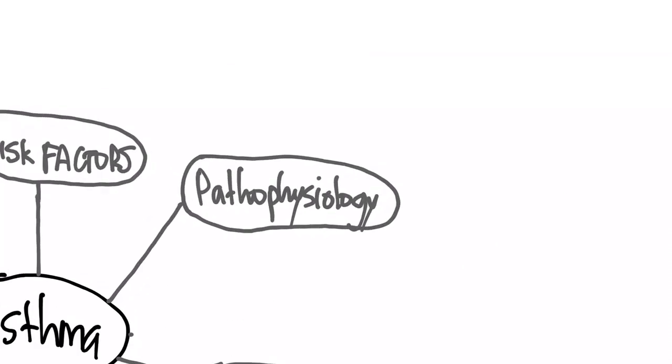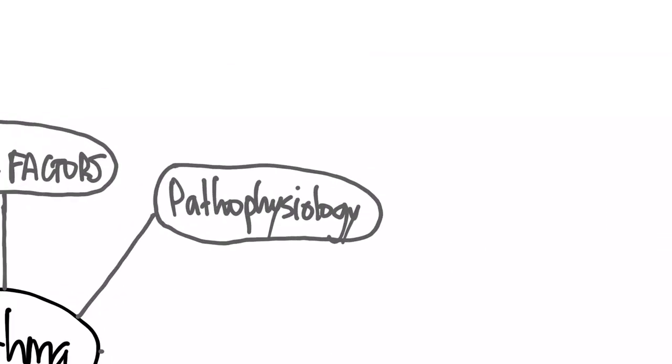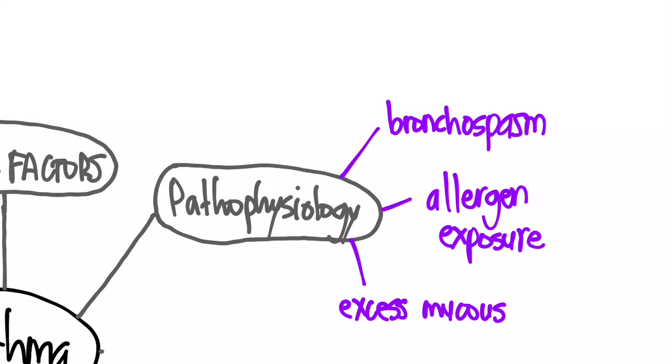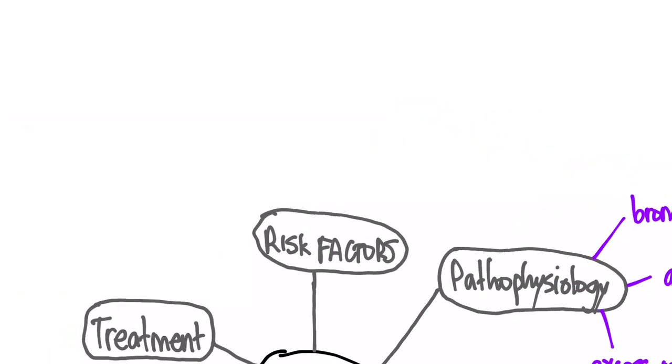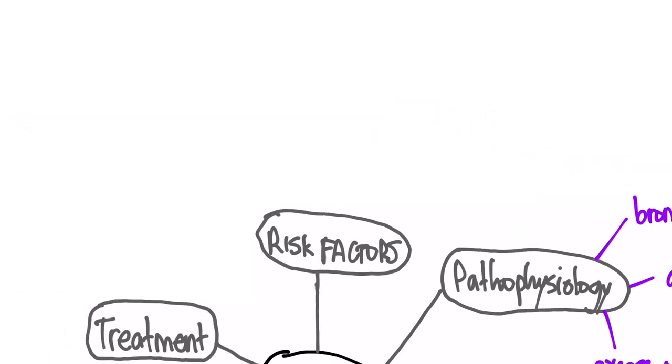All right, so let's start with pathophysiology here. So when I think of the pathophysiology of asthma, I'm thinking of bronchospasm, allergen exposure, and excess mucus production. Actually, allergen exposure leads to bronchospasm, doesn't it? Okay, well, then we could just draw a line from here to here, and we can actually label it with leads to. Oh, actually, we forgot to do risk factors, so let's go over there.